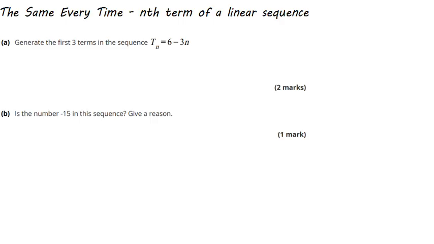Question A, generate the first three terms in this sequence. Okay, so they're giving us the nth term formula. All we have to do is work out what the first three terms are. For the first term, I just have to have n equals 1. In my formula, I put n equals 1. So that gives me 6 minus 3 times 1. So that's 6 minus 3. So my first term is 3.